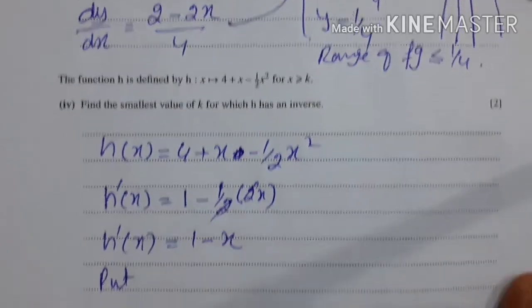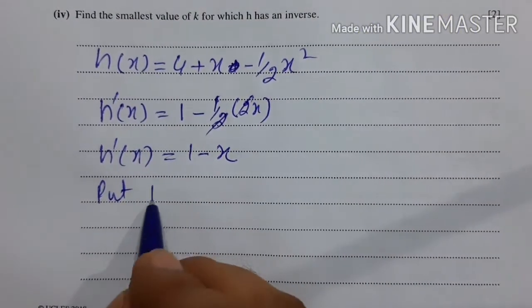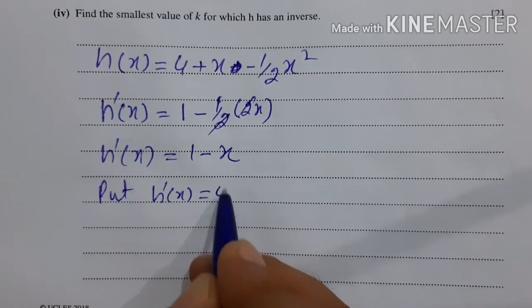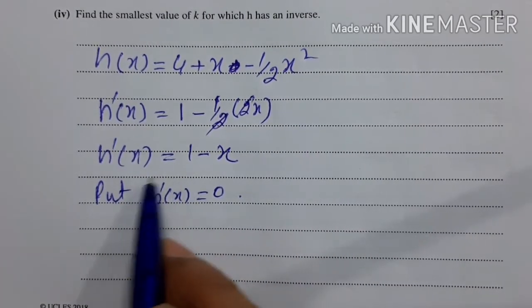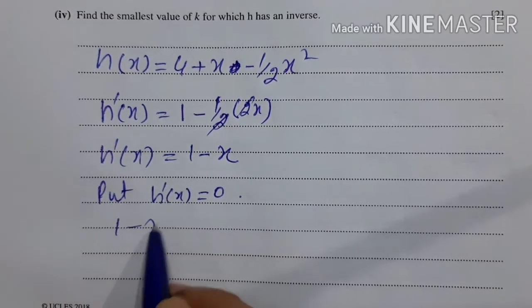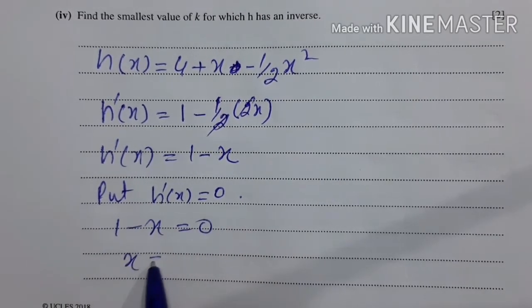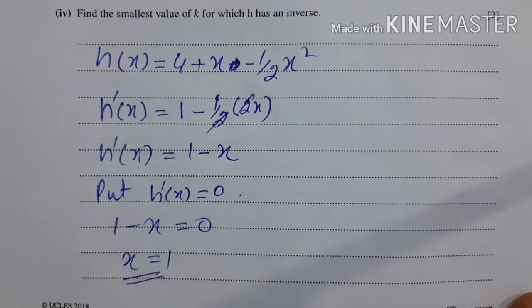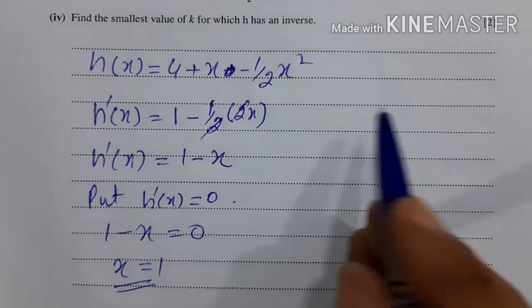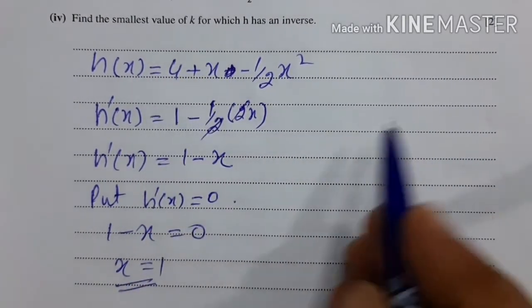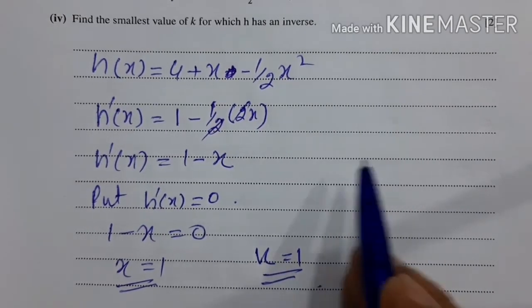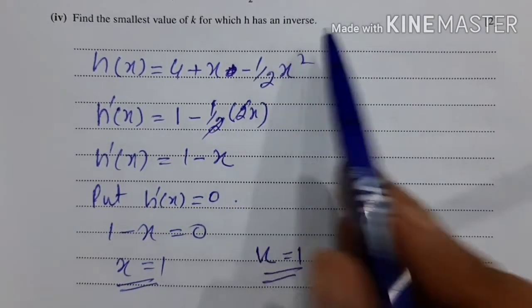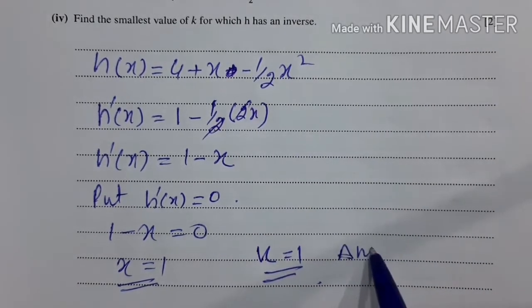Put h dash x equal to 0. It means we need the stationary value. So 1 minus x is equal to 0. So x is equal to 1. It means this is the line of symmetry. So that's why the smallest value of k will be 1 for h to have an inverse. So this is our answer.